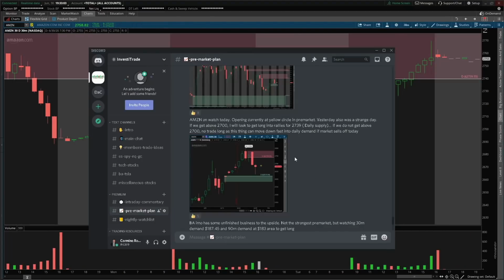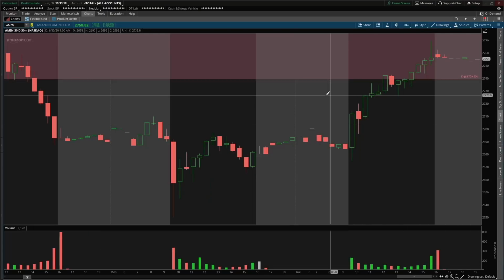Now, the next trade I want to talk about, which we were watching today, was on Amazon. Amazon had to get above the $2,700 level, and I'm going to look to get long into rallies for 2739, which was daily supply that I was targeting. When I say I'm looking for long into rallies, I'm looking for intraday demand zones to start forming. When you see an intraday demand zone starting to form, you can take calls out of speculation to the upside.